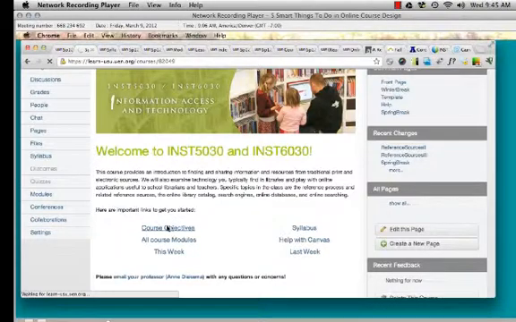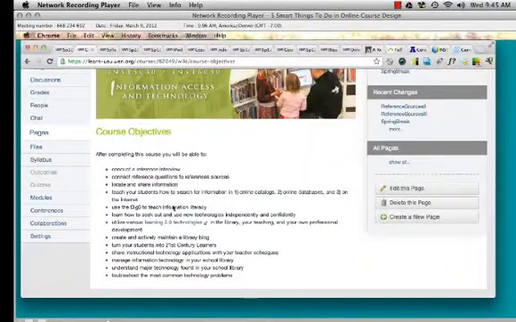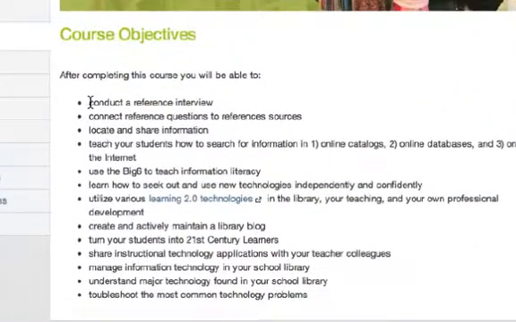So I'm going to come over here and click on her course objectives list, and she puts them right out there in the open and really makes them very specific. After this course, you'll be able to conduct a reference interview, locate and share information, teach students how to search for information, and on and on and on.